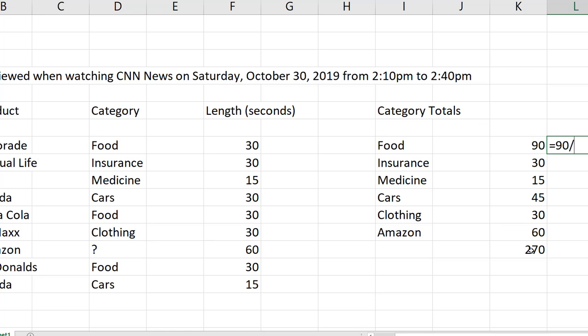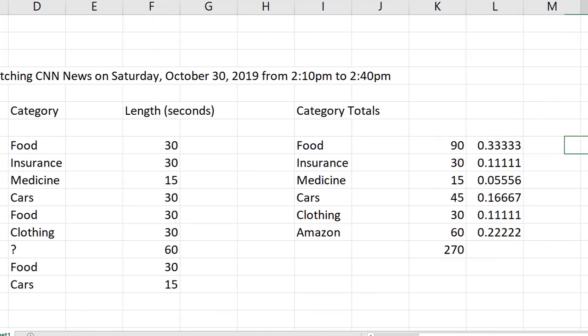Equals 90 divided by 270. There's a percent. Equals 30 divided by 270, there's a percent. Equals 15 divided by 270, there's a percent. Equals 45 divided by 270, equals 30 divided by 270. There's a faster way to do this, but whatever. Equals 60 divided by 270. Now, these aren't technically percents. To turn these into percents, you would just multiply by 100.